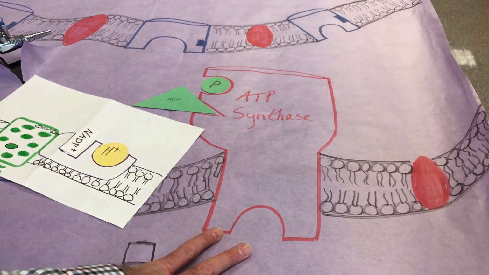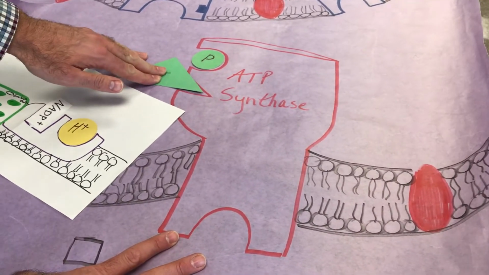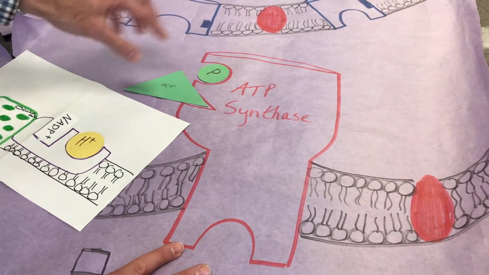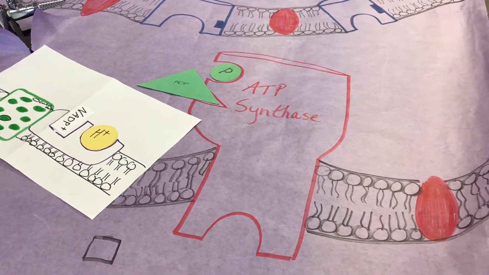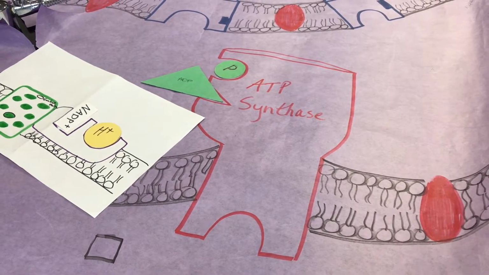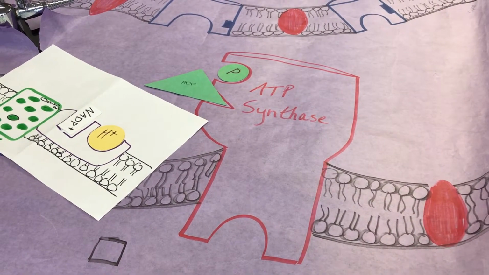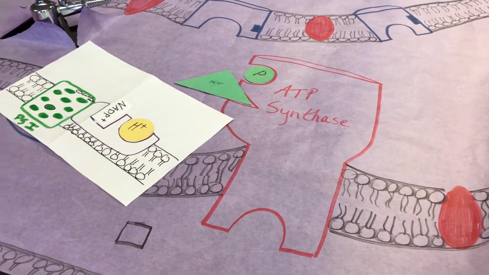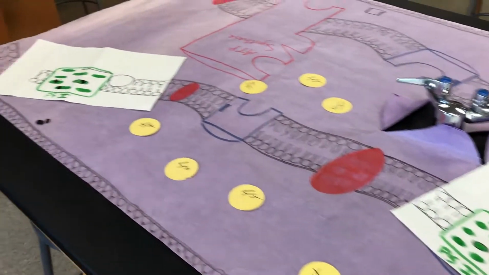And then we also have ATP synthase, just like in cellular respiration. It's got a binding site for ADP. It's got a binding site for phosphate, but it can't stick those two together yet because that process is endergonic and it doesn't have the energy to do that yet. So what we are going to do is start over here with photosystem 2.